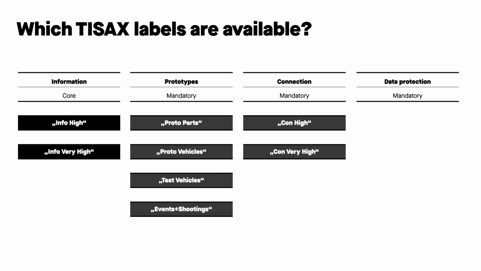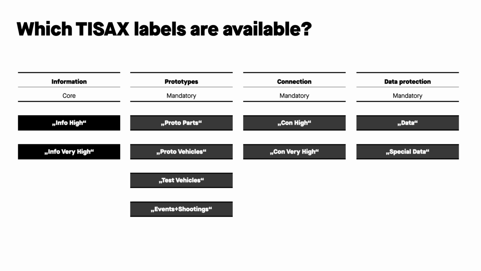For TISAX, there is the release label Data. And if the data processing also involves personal data of a special category, such as health data for example, the TISAX label Special Data is required.